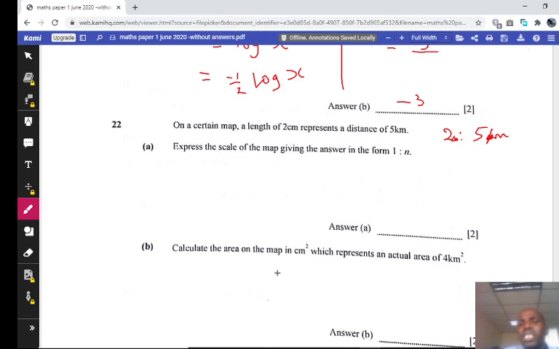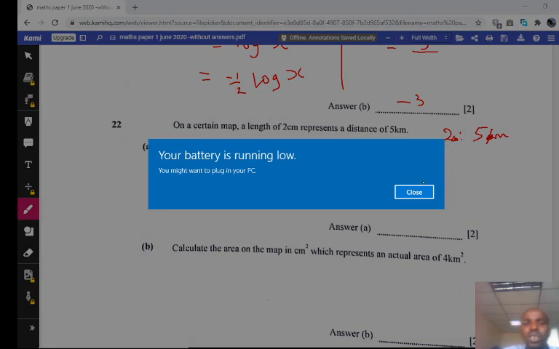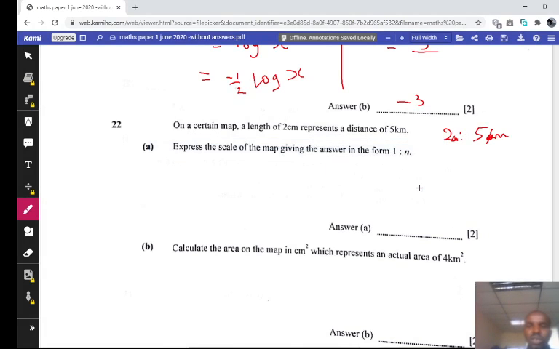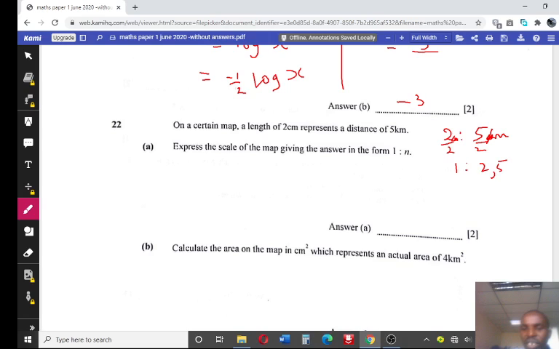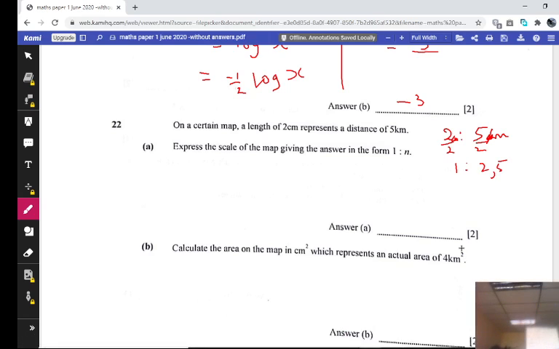What you do is, if it's in kilometers, it will be like this. So 1 centimeter on the map is equal to 2.5 kilometers actual on the ground. Right? So it will be 2.5 kilometers actual on the ground.